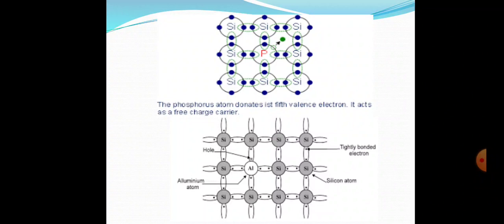That is complete. In the 4th covalent bond, silicon alone contributes 1 electron, whereas aluminum cannot contribute an electron, so that place becomes a hole, and that hole always has a tendency to attract an electron from the adjacent atom. That is why these types of atoms are called acceptor atoms, because they are ready to accept the electron.